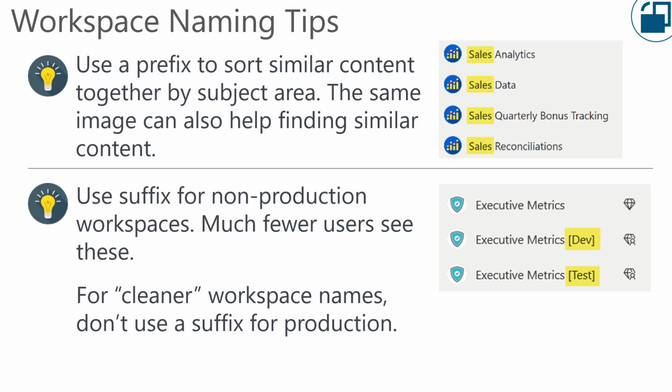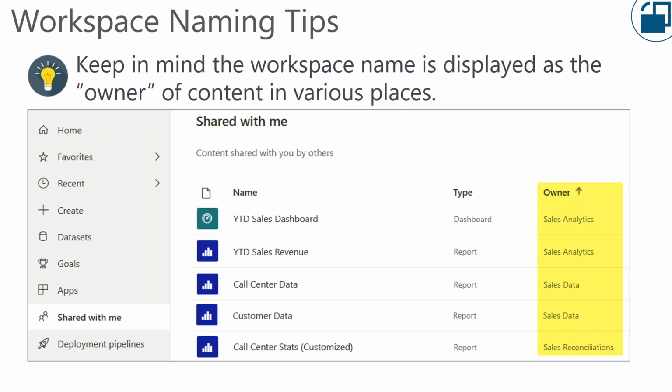If a production workspace was created by a deployment pipeline, my personal preference is to update the workspace name to remove that production suffix that got auto-generated so that the production workspace has a cleaner name. I wish the term owner was not used this way, but the Power BI service displays the workspace name under the owner column in several places, like the Shared with Me page and the Workspace page. We talk more about the topic of owners in the Content Ownership Approaches module.